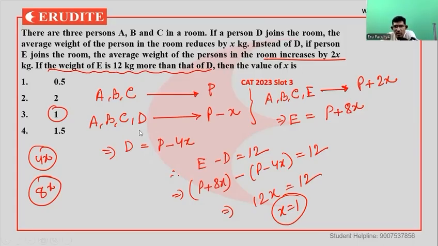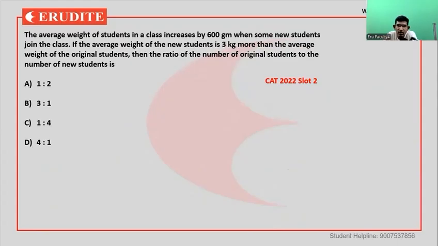Now moving on, let's take another CAT example. Okay, so this we can do. It seems complex or twisted, but can be done very efficiently with average or alligation.